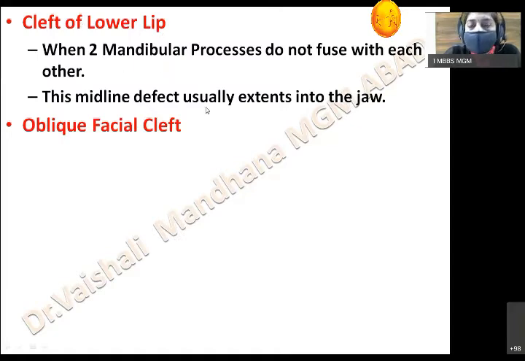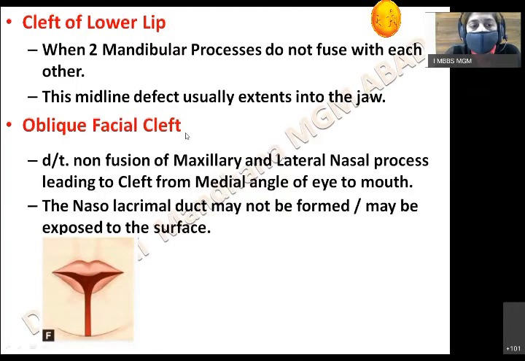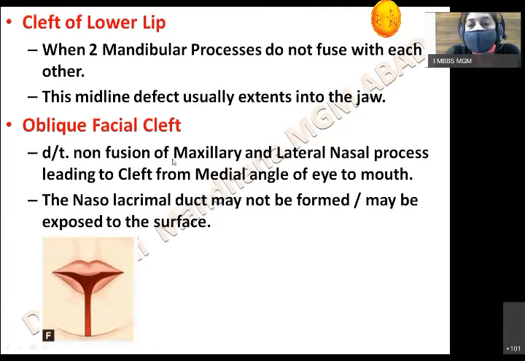This is a midline defect and it usually extends into the jaw. So this is the figure, midline cleft of the lower lip. Then the oblique facial cleft, because of the non-fusion of the maxillary process and the lateral nasal process. This oblique facial cleft extends from the medial side of the eye up to the lateral side, the angle of the mouth, where the lateral nasal process is also there.